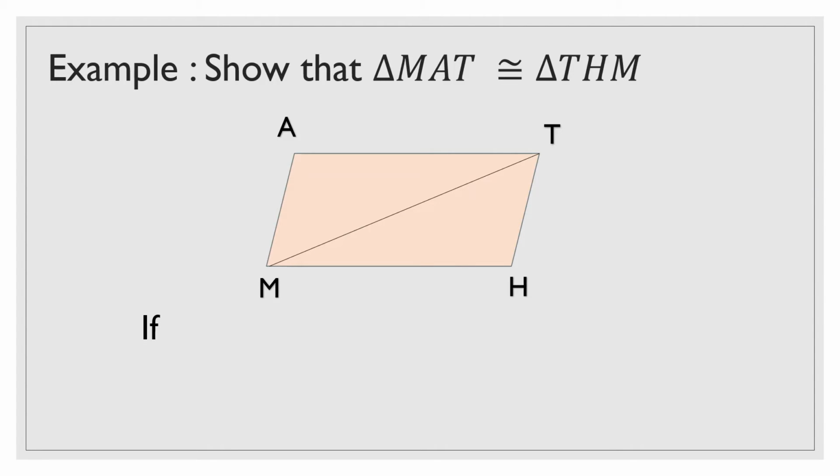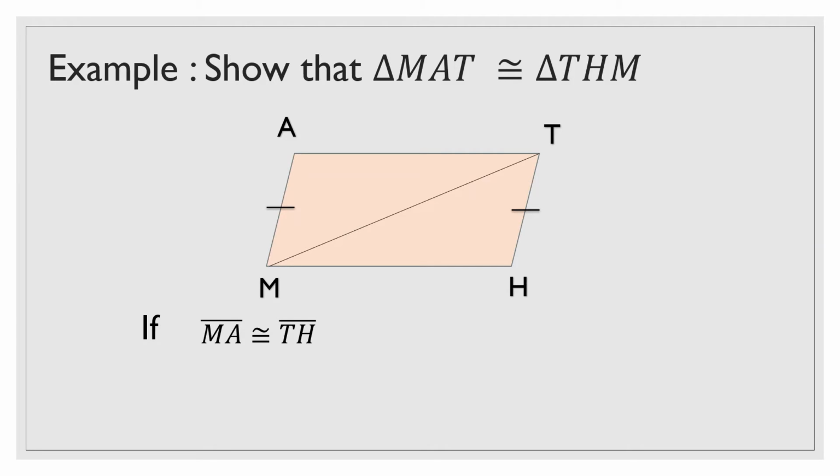Now, let us show that triangle MAT is congruent to triangle THM. Kung mapapansin natin, the whole figure is in a parallelogram form. So, meron lang tayong diagonal na MT para magkaroon tayo ng dalawang triangles. And these two triangles are congruent. So, ano-ano yung kanyang mga corresponding parts? Since this is a parallelogram form, we can have that the opposite sides are congruent. So, let's say MA corresponds to TH.